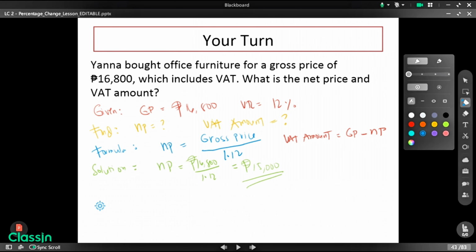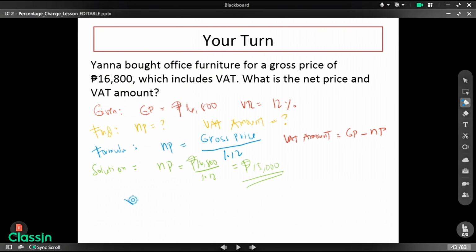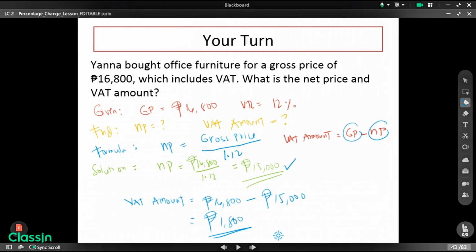Now what about the VAT amount? For the VAT amount, the formula is gross price minus the net price. So our gross price is 16,800 minus the net price, which is 15,000 pesos, is equal to 1,800. So meaning the VAT amount is 1,800 and the net price is 15,000 pesos.